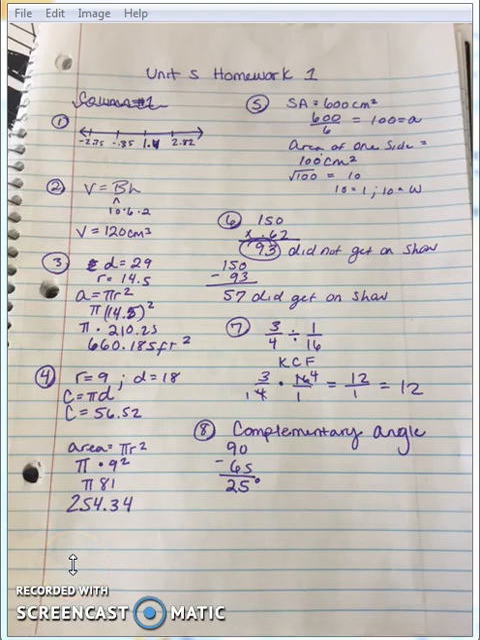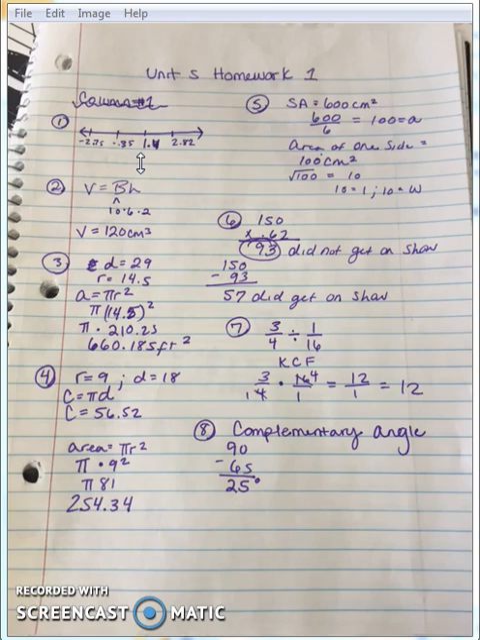Unit 5, Homework 1, column number 1. Number 1 says place the following numbers on the number line. So you can see here that I went ahead and put them in order and put them on the number line.